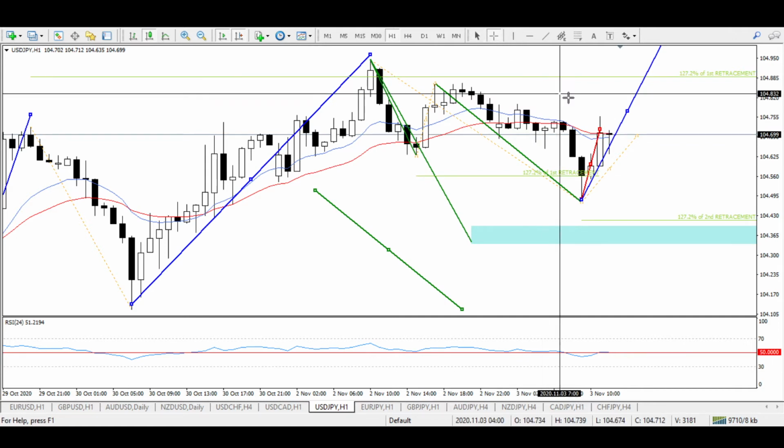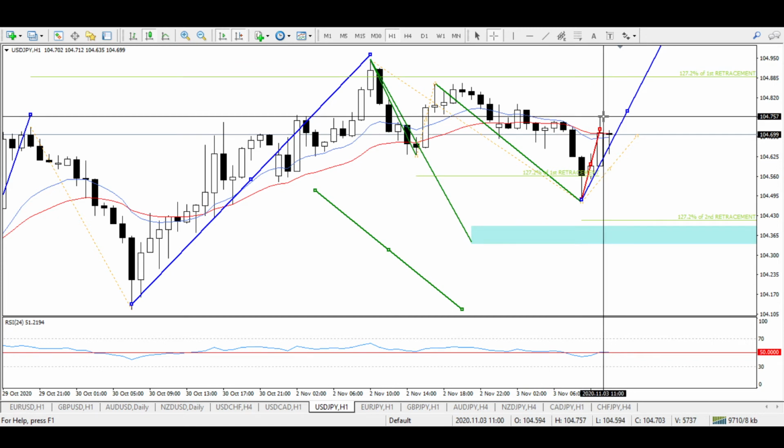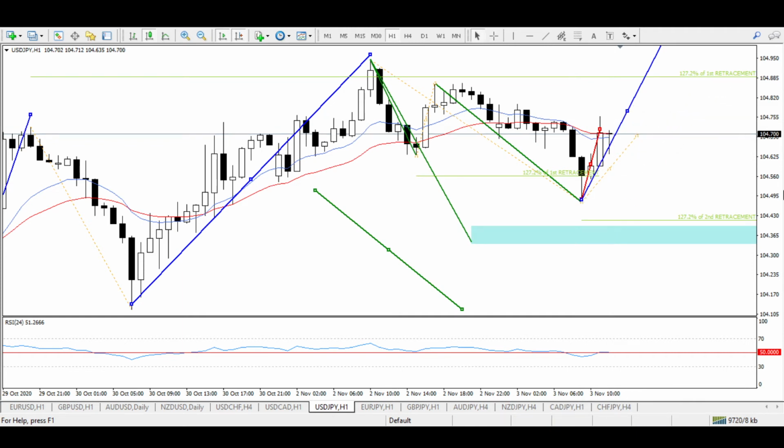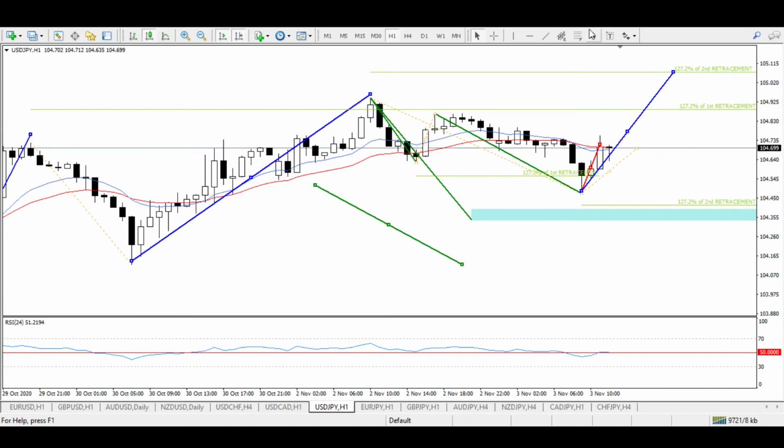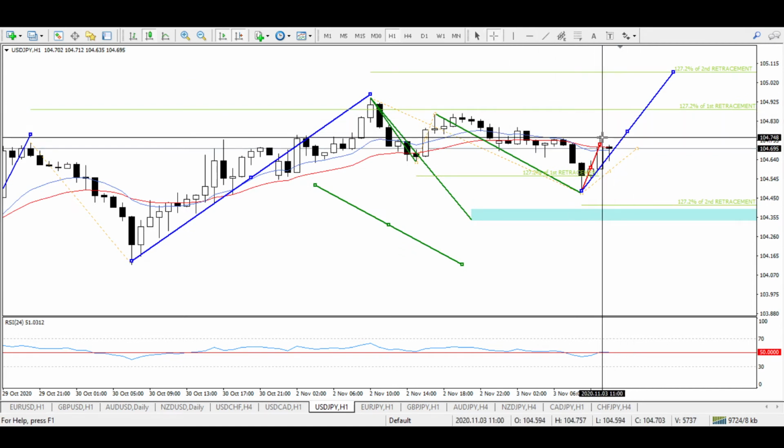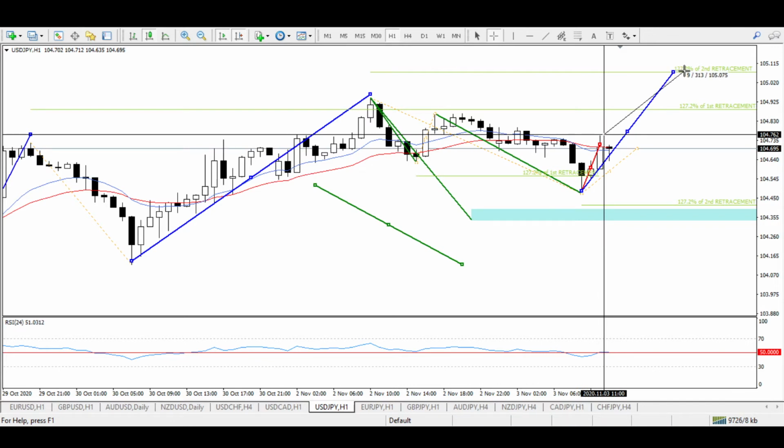So what we can do, we can simply set our buy stop right above this high. This high is 104.757. You can set your buy stop at 104.767. In that case, your stop loss will be 28 pips, and TP will be right here. If we are taking a position here, this is the completion point, 31.